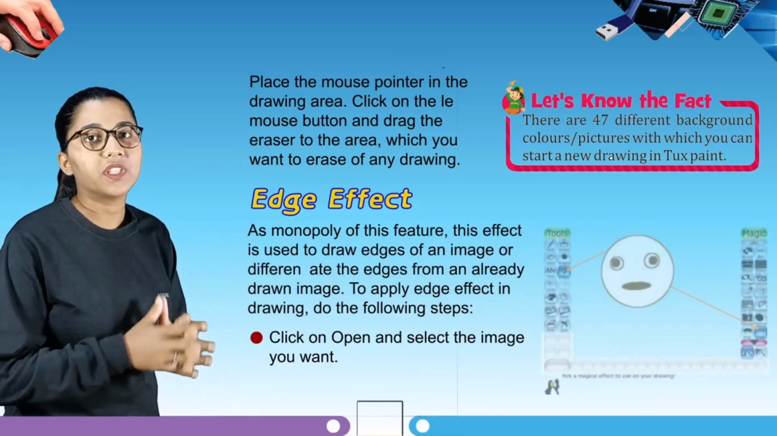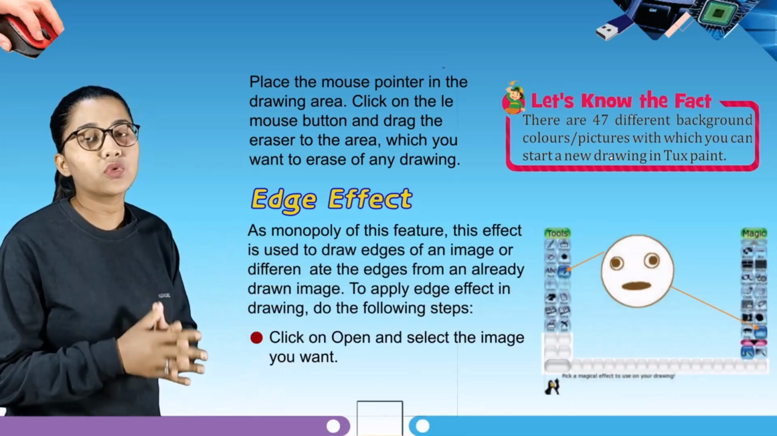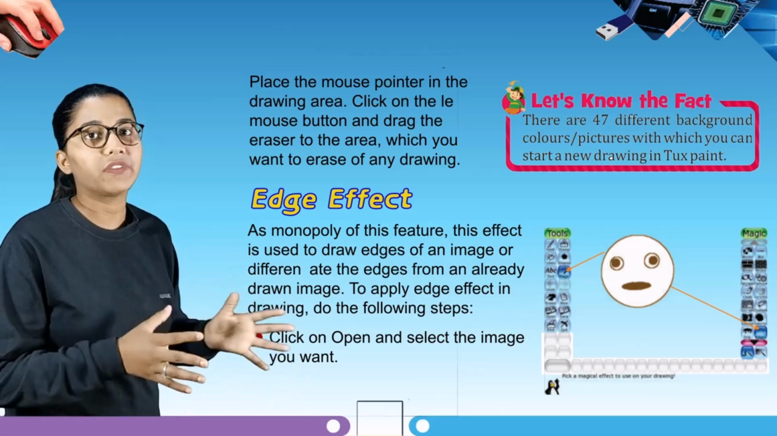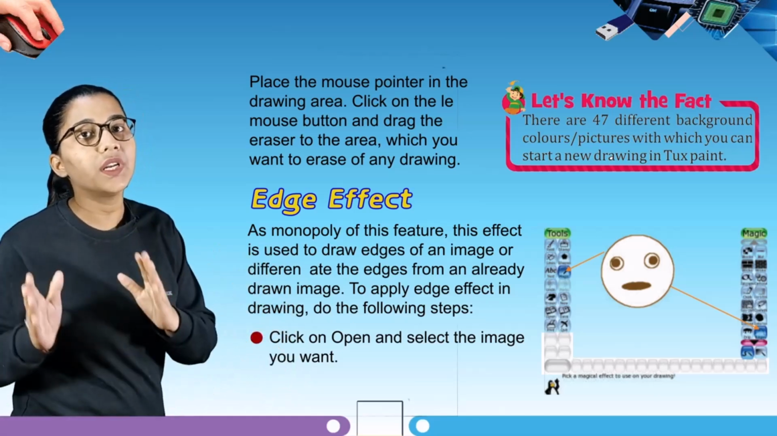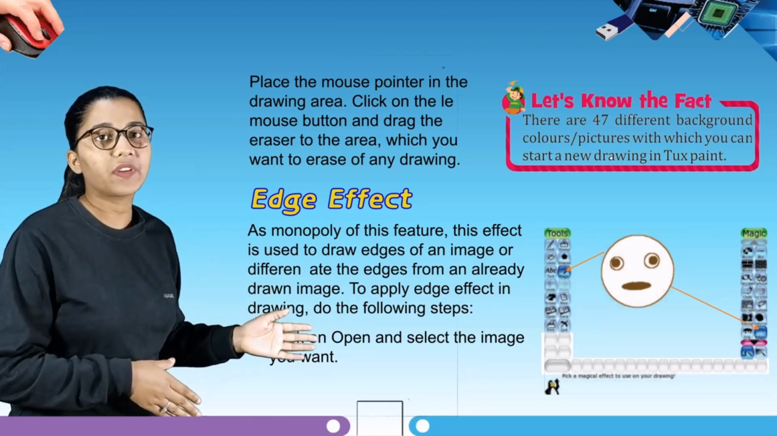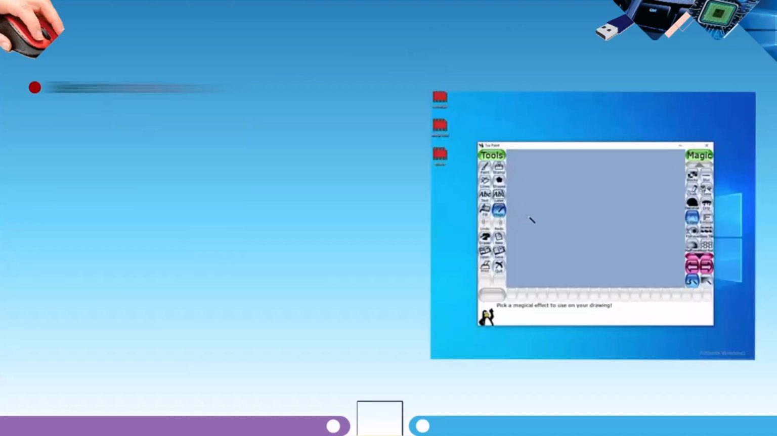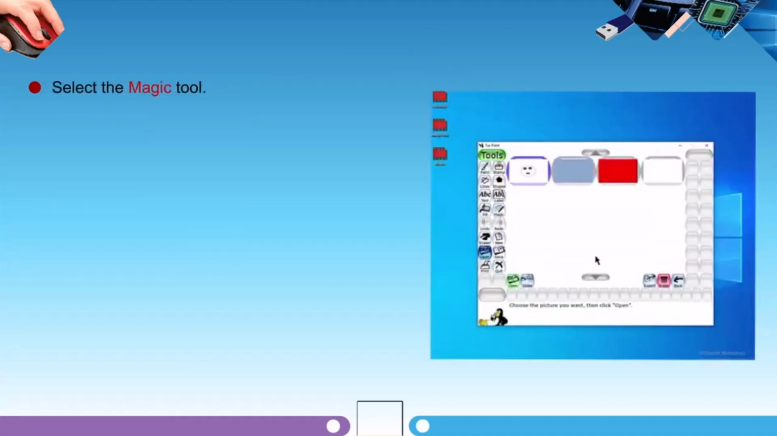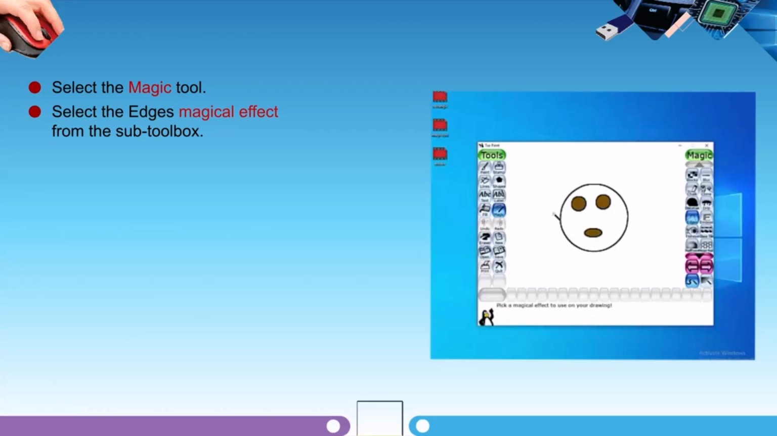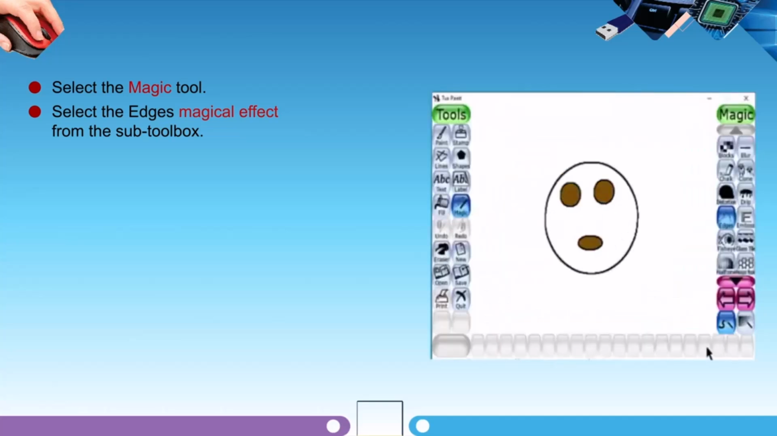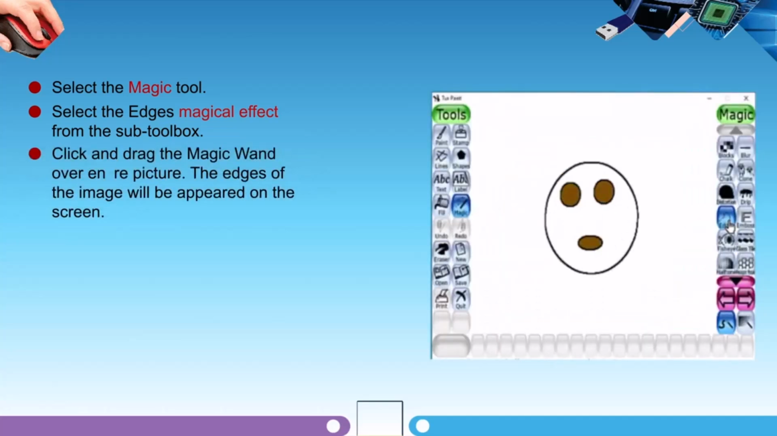This effect is used to draw edges of an image or differentiate the edge from an already drawn image. To apply edge effect in drawing, do the following steps. Now click on Open and select the image you want. Then select the Magic Tool. Then select the Edge Magical Effect from the sub-tool box. Now click and drag the magic wand over entire picture. The edge of the image will appear on the screen.